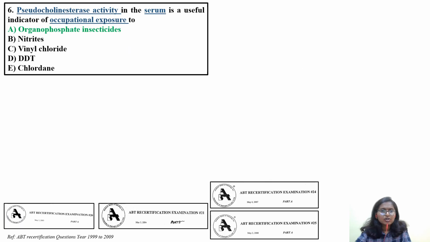Let's see the next question. Question number 6: pseudocholinesterase activity in the serum is a useful indicator of occupational exposure. For example, you see one worker who is working in a factory and dealing with organophosphate insecticide on a day-to-day basis. If you take a blood sample from that worker and analyze his serum, and you find pseudocholinesterase activity, then what kind of exposure might it be? The answer is organophosphate insecticide. This is the way you need to decode the question. The question was, pseudocholinesterase activity in the serum is a useful indicator of occupational exposure to organophosphate insecticides. So nitrates, vinyl chloride, DDT, chlordane, you cannot use these for pseudocholinesterase activity in the serum.